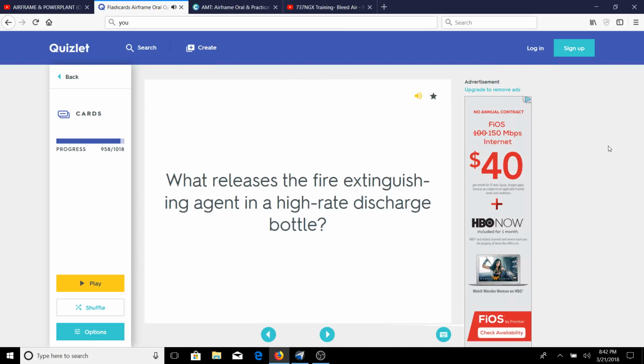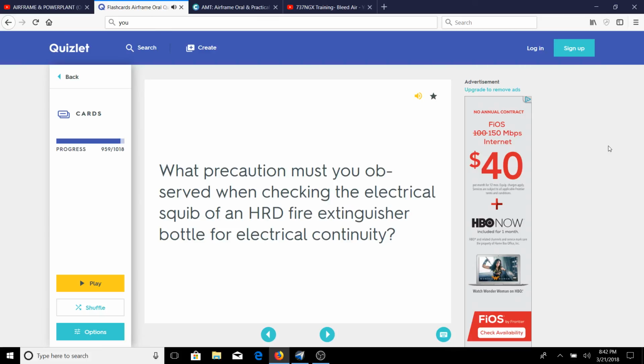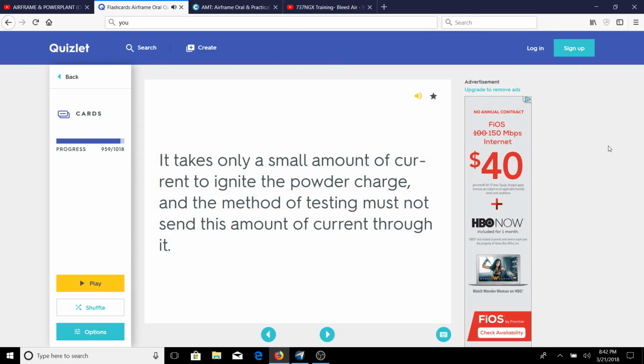What releases the fire extinguishing agent in a high-rate discharge bottle? An electrically ignited powder charge blows a knife through a seal in the HRD bottle. What precaution must you observe when checking the electrical squib of an HRD fire extinguisher bottle for electrical continuity? It takes only a small amount of current to ignite the powder charge, and the method of testing must not send this amount of current through it.